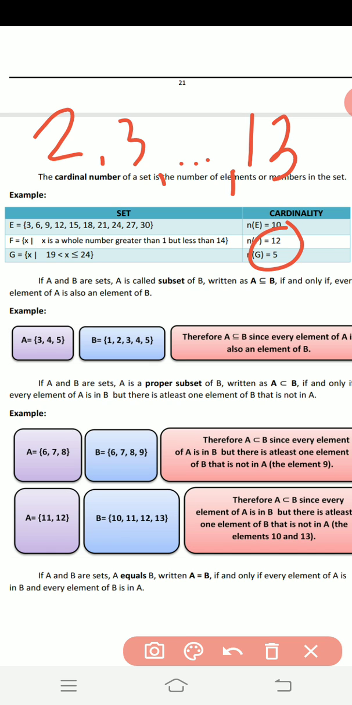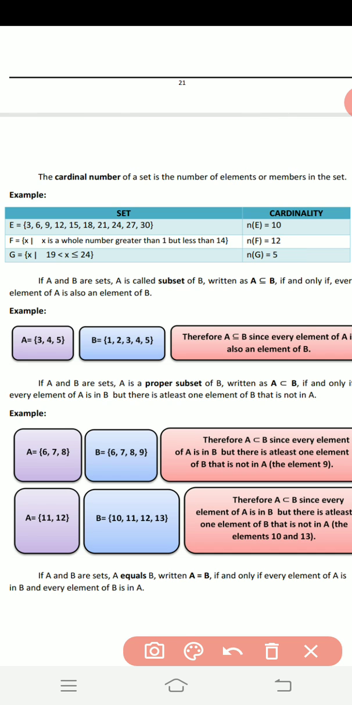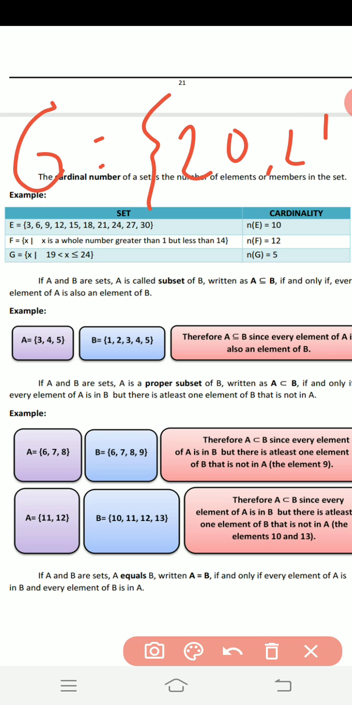And next we have here set G containing all the values of x such that x is greater than 19 but less than or equal to 24. So saan tayo mag-start na number? Greater than 19. So ano sunod sa 19? So we have here, G is a set containing the elements: next to 19 is 20, 21, 22, 23. So are we going to write 24?